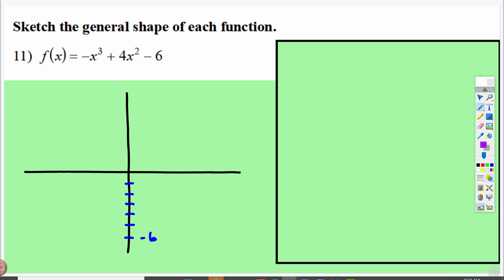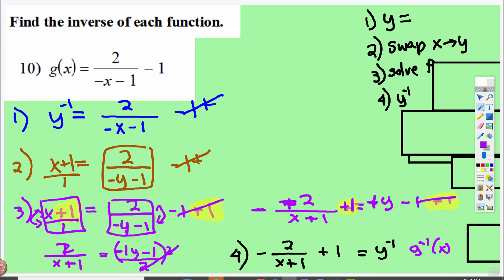All right. Okay, now we're going to do the general sketch. So I'm going to go ahead and end this one, and then we'll talk about sketching.